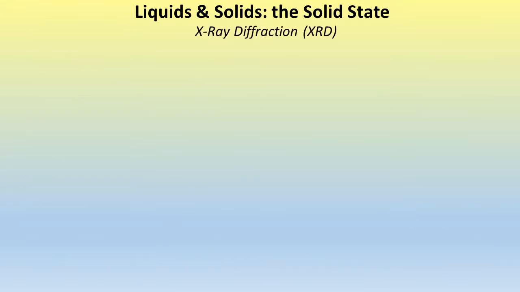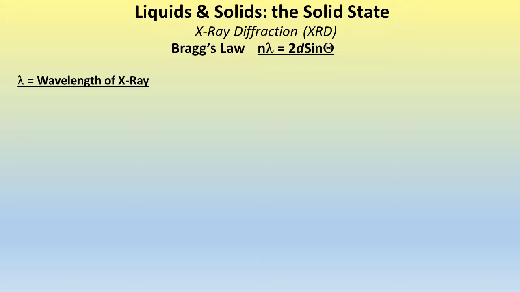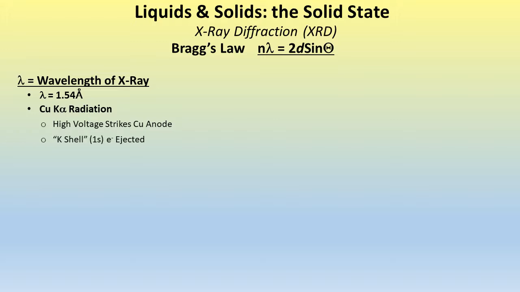In further detail of X-ray diffraction and Bragg's law, n lambda equals 2d sine theta, point by point. Lambda is the wavelength of the X-ray. Generally, this is 1.54 angstroms for what is called copper K alpha radiation. X-rays are produced when high voltage strikes a copper anode. The voltage is so high that a K shell or a 1s electron is ejected from the copper.